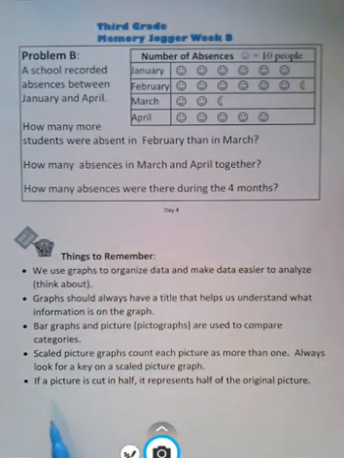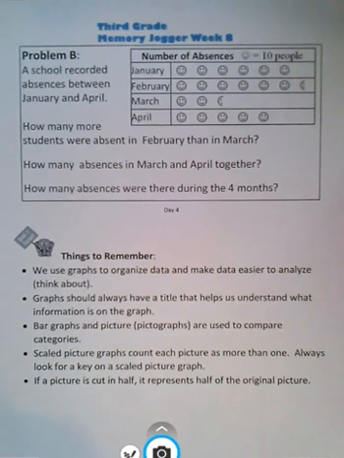instead of 1. If a picture is cut in half, it represents half the original picture. So if we see a half smiley face on this graph, it's going to be half of 10. And since we know that 5 plus 5 is 10, 5 is half of 10, anytime we see a half smiley, we're going to count that as 5.